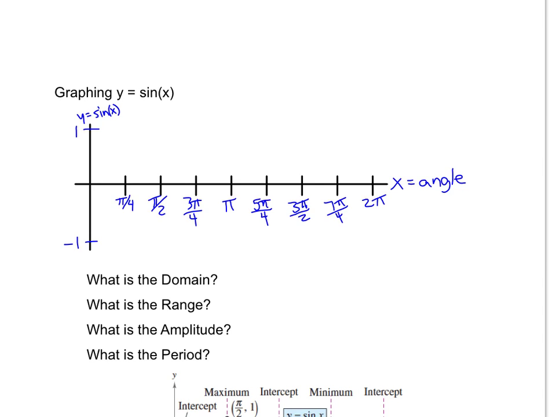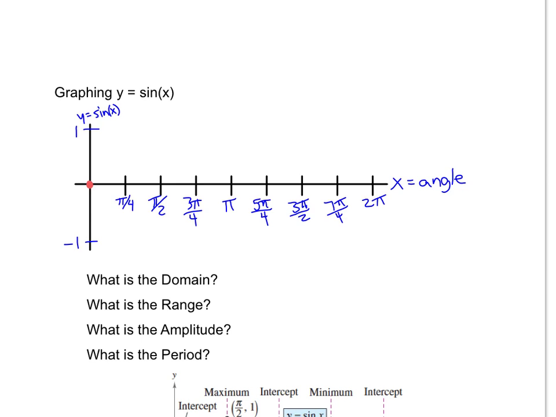We're going to graph y equals sine of x. So notice on my x-axis I've listed a whole bunch of angles, okay? Let's start with 0. What's the sine of 0? It's 0. That point at 0 degrees is the point (1, 0). Remember your y coordinate is the sine, so the sine of 0 is 0.